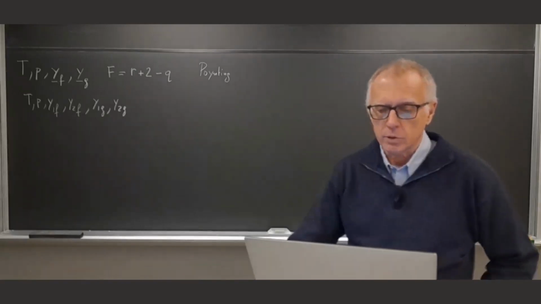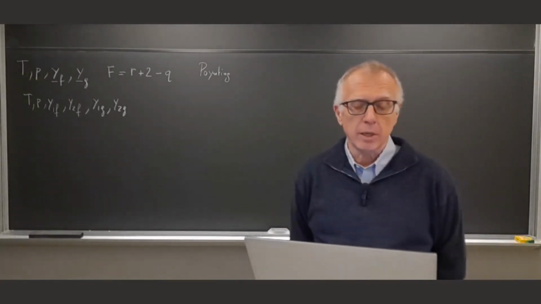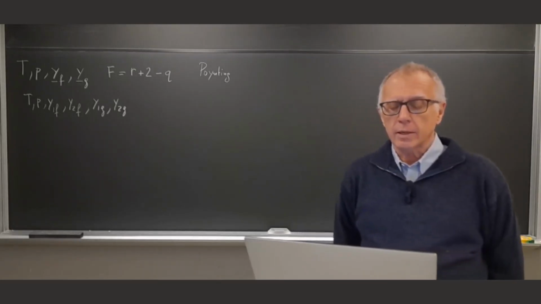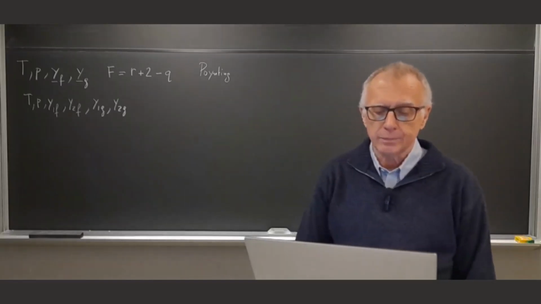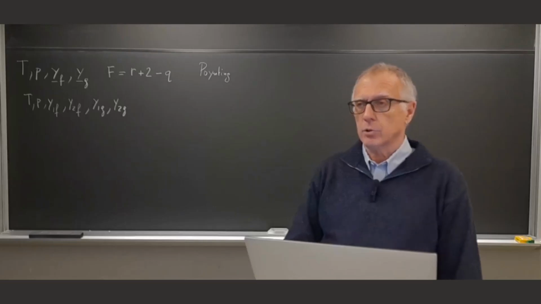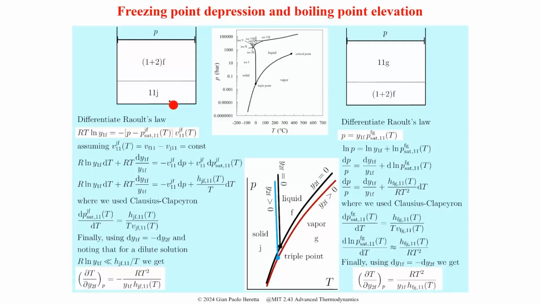All right, so this is for the distillation principle. Now another thing that can be explained by Raoult's law is, as I mentioned, the fact that when you add salt to water, that water will freeze at a lower temperature than 0 Celsius. Or when you add salt to water, that water will boil at a higher temperature than 100 degrees Celsius. How do we derive that?